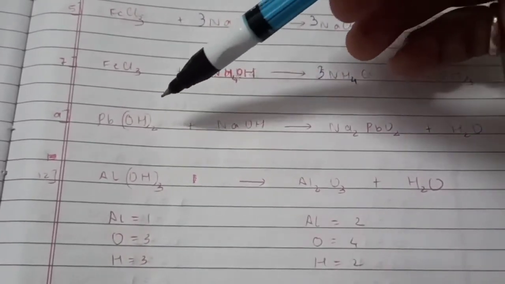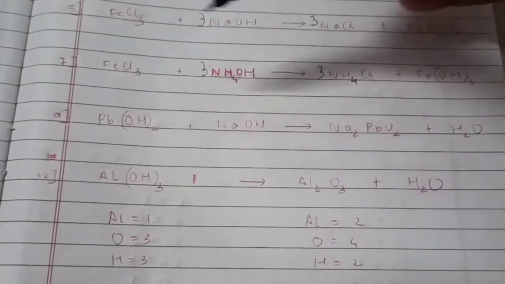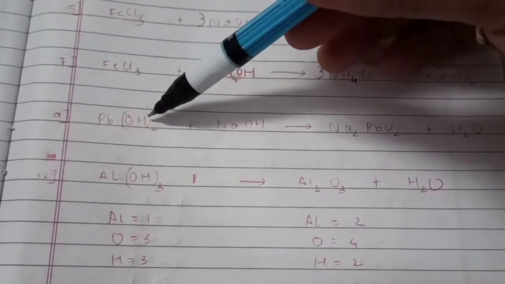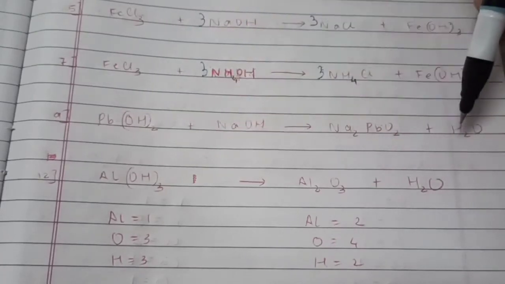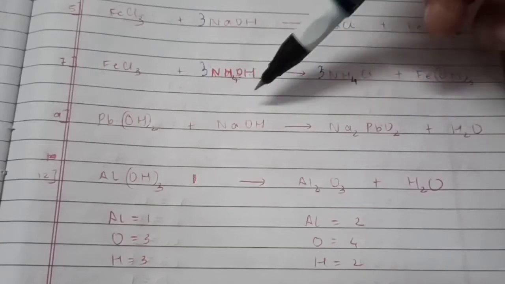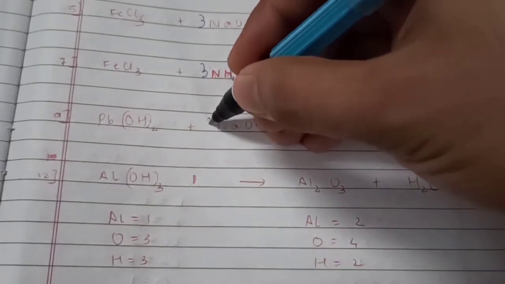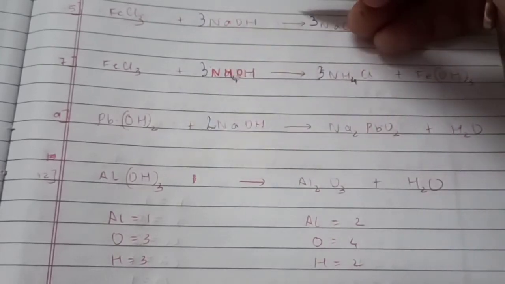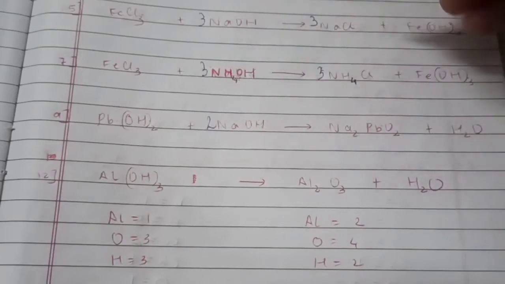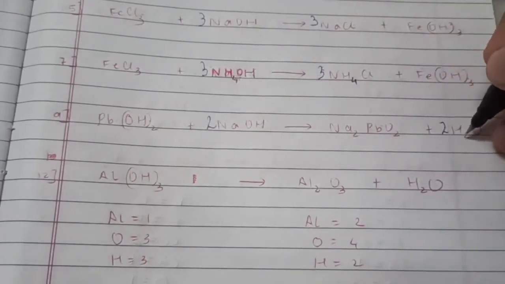Next, lead hydroxide. Pb 1, only 1 lead. Hydrogen 2 plus 1, 3. Hydrogen only 2. So I guess I have to increase that. But hold on, even sodium is not equal. It's 2 out here. So let's do that first. So this increases hydrogen further. It becomes 2 plus 2, 4. So definitely I'll have to put a 2 out here to make this 4.